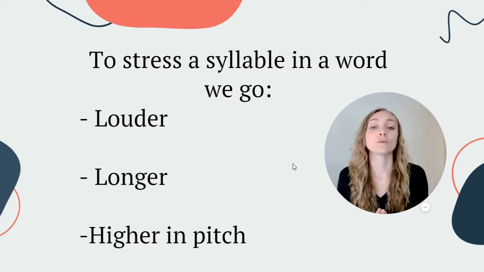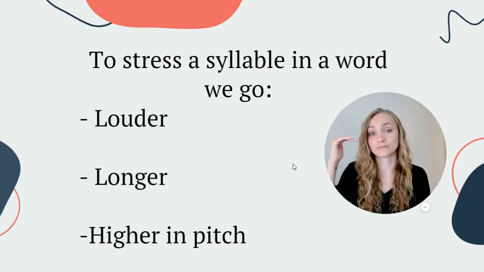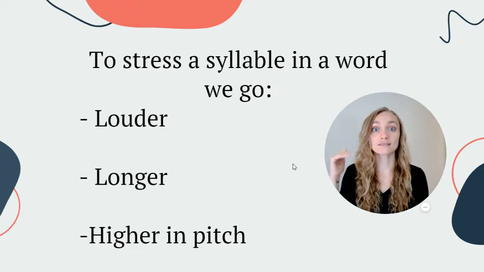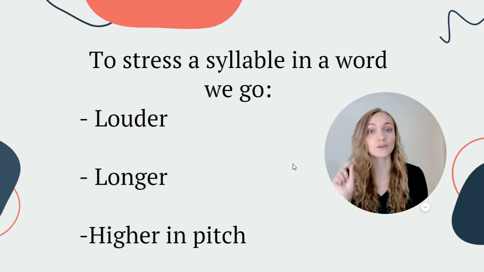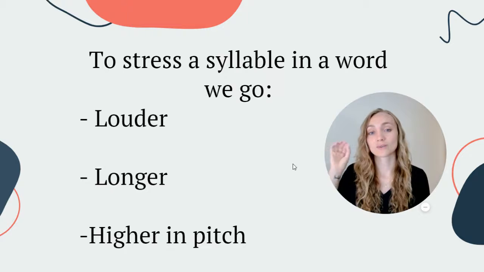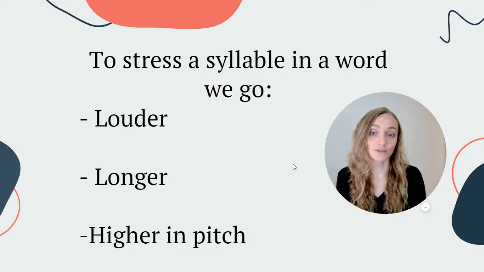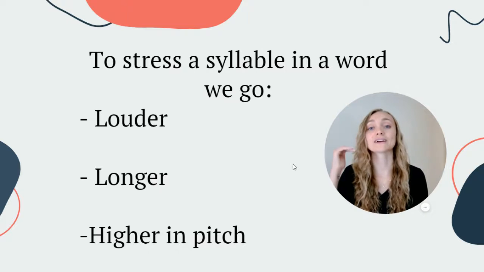So to stress a syllable, what are we actually doing? Perhaps you're not aware of what your voice is actually going through, the process to stress a word. So we're doing three things here. We're going louder, longer, and higher in pitch, okay? So louder means going louder in volume. So instead of talking like this, right? That's a volume change, but we do it in just one syllable. We also hold it out longer. So that specific syllable will take more time to say than another syllable in the word. And we go a little higher in pitch.